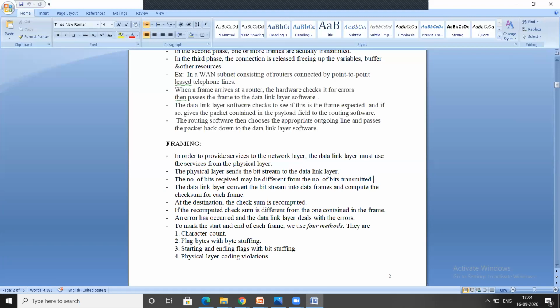If the recomputed checksum is different from the one contained in the frame, then it is detected that there might be errors. That is the reason why I told you the data link layer deals with errors, and its responsibility is error control. I told you flow control and error control are the responsibilities or functions of the data link layer.